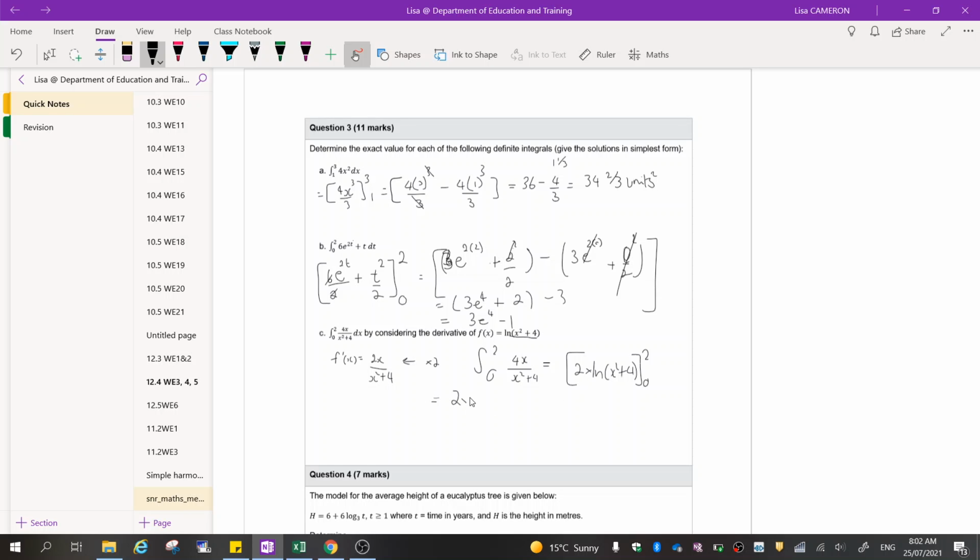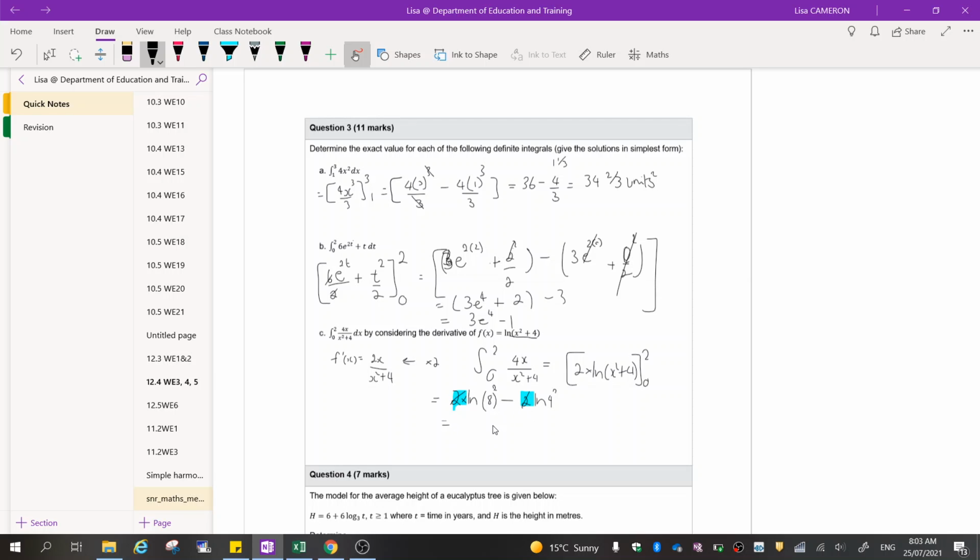So 2 times ln of 2 squared, which is 4, plus 4 will make 8. And we're subtracting 2 ln of this here, which will be 0 squared, still 0, plus 4, so 2 ln 4. Now, the biggest trick that you guys always forget is these numbers at the front. Before you can do anything with them, you have to take them back over here and square these. So now they're gone from the front and they're back up the top.